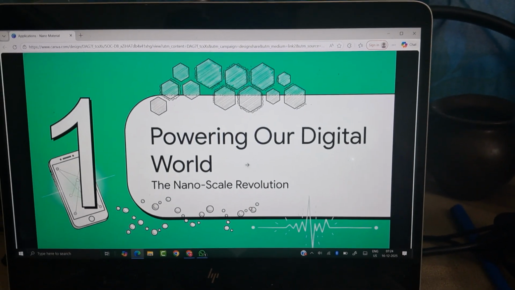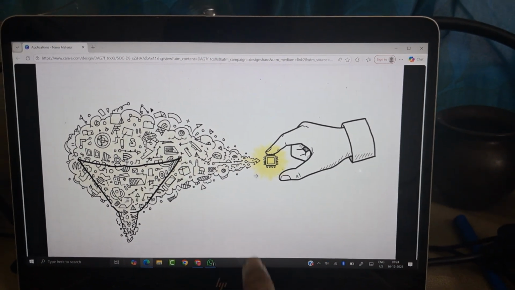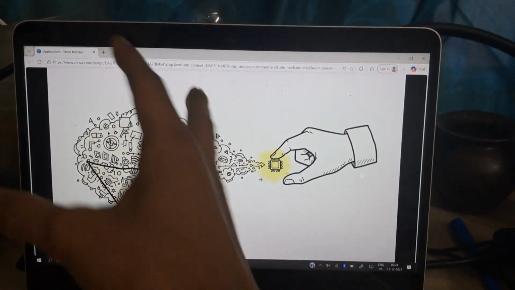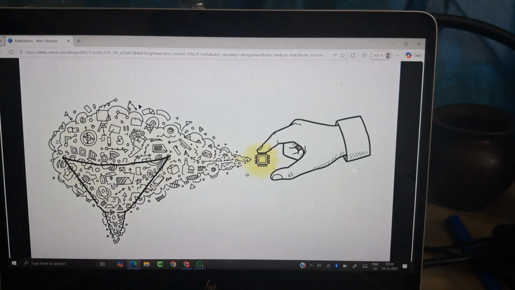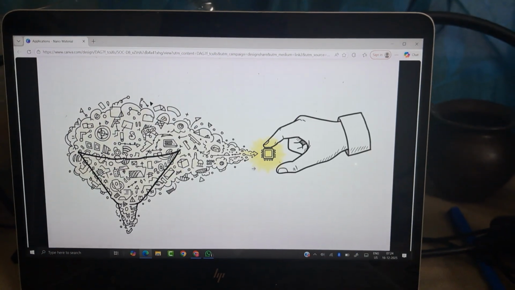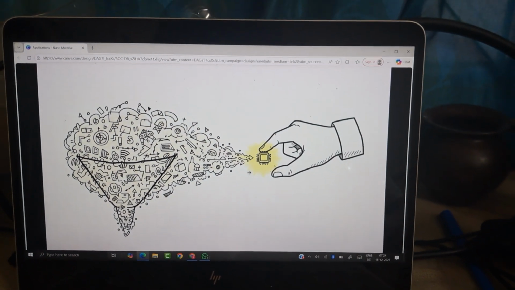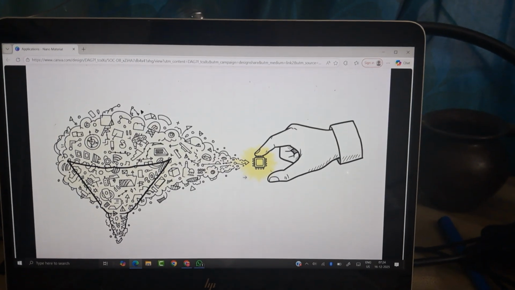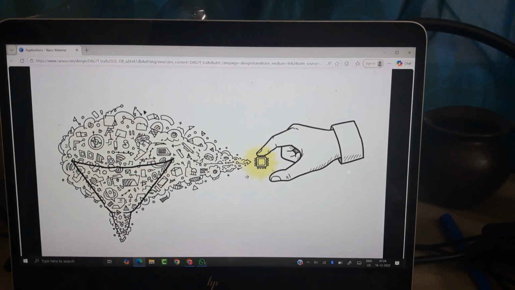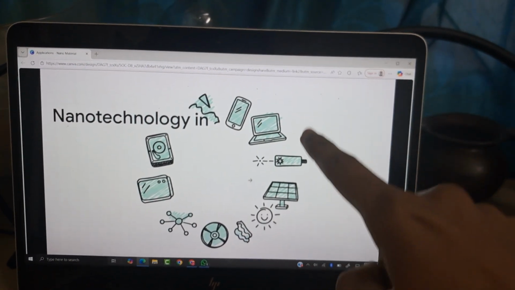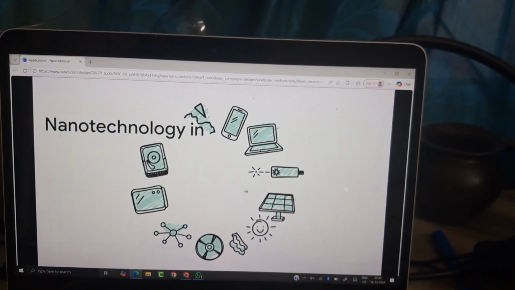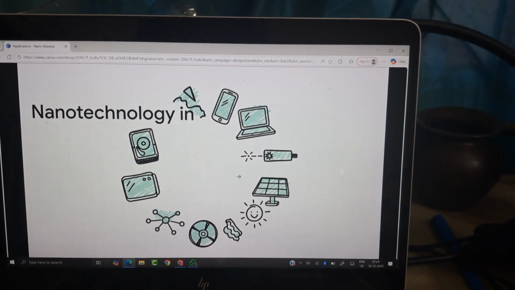Digital world means, to store large amounts of data in small chips, we use nanomaterials. They are used in compact discs and in semiconductor lasers. So they are used in mobile phones, laptops, solar cells, etc. In the digital world, they are used in many ways.